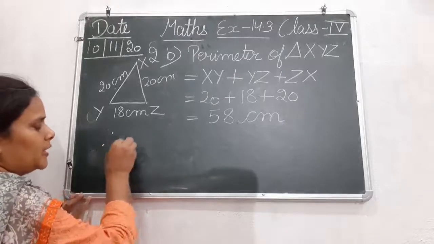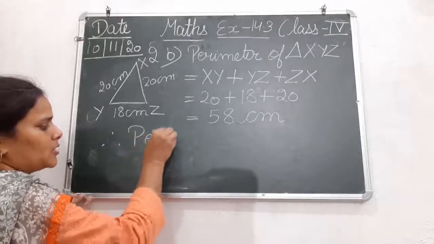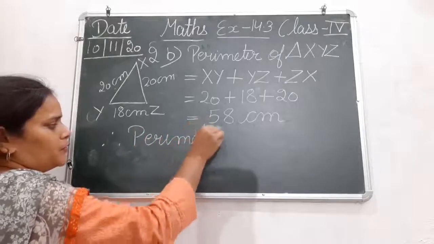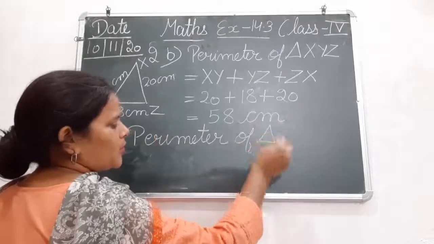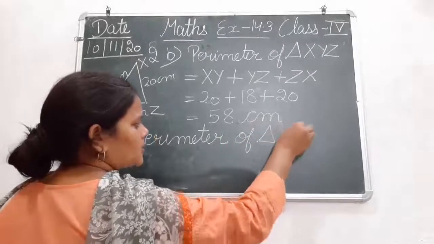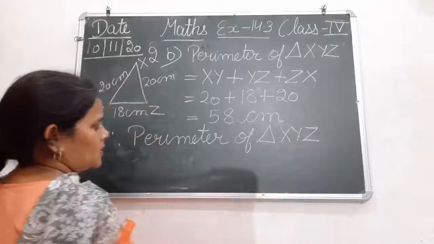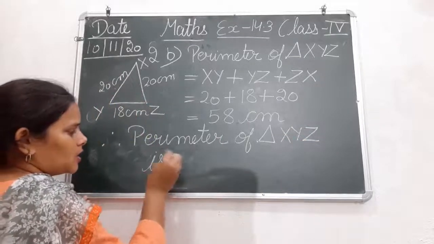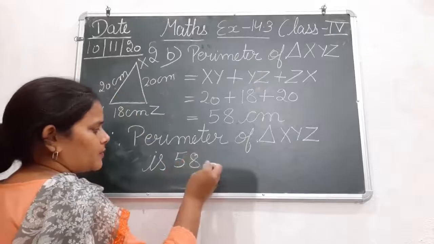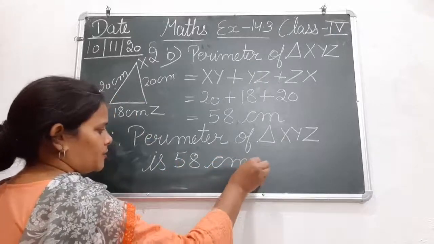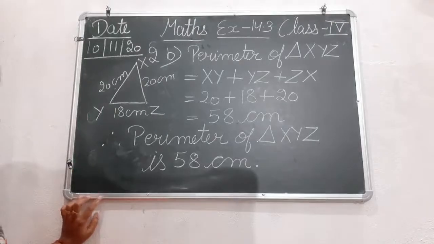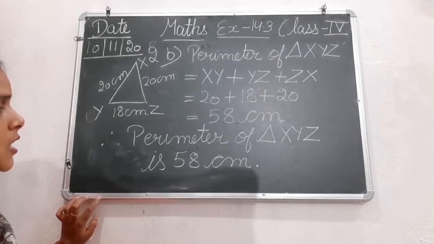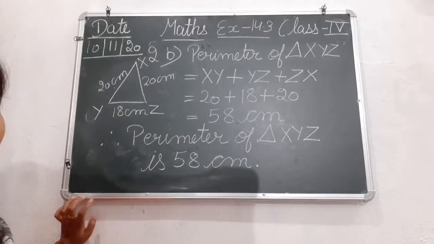Therefore, क्या लिखेंगे? Therefore, perimeter of triangle XYZ is 58 centimeter. So this is the perimeter of the given triangle.